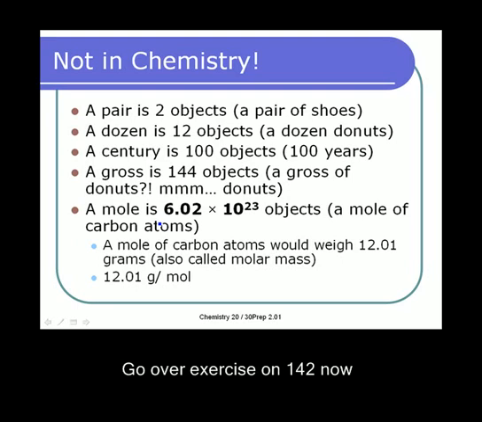This is also called the molar mass. The molar mass is the mass of 1 mole of substance. So we'll just make a note of that. Molar mass is the mass of 1 mole of a substance. And we use it for either atoms or molecules.